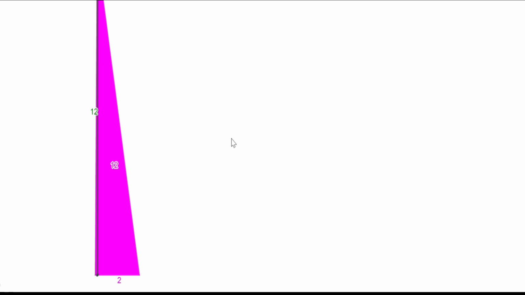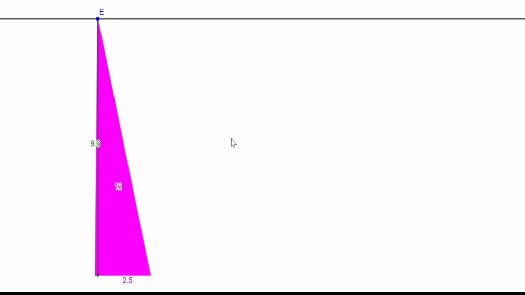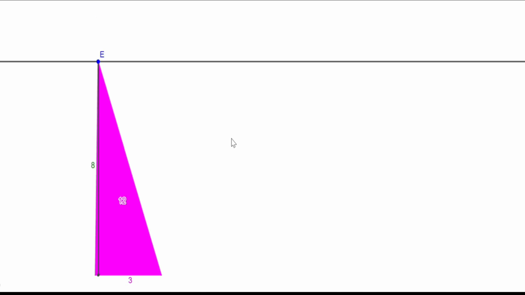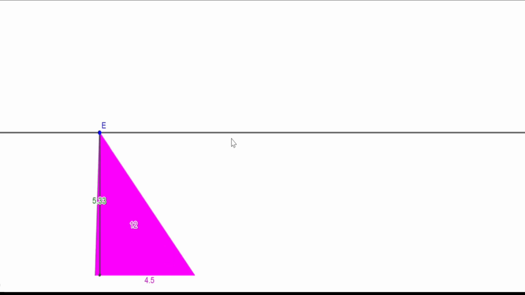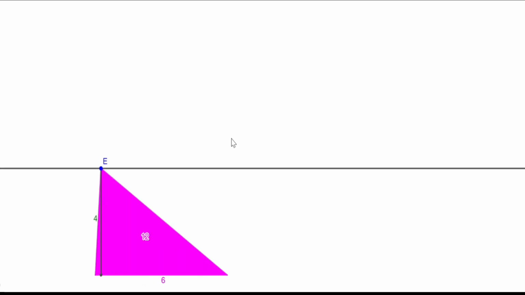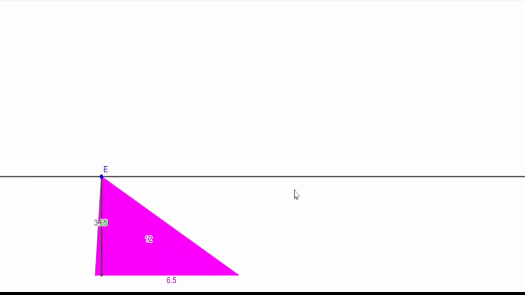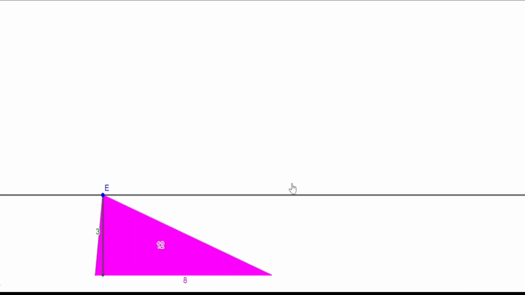Here the base is 2 and height is 12. Here the base is 2.5 and height is 9.6. In all these cases, the area is 12. You can see the area remains unchanged. The base and height are changing, but the area remains unchanged. That means you can draw a lot of triangles with a given area.